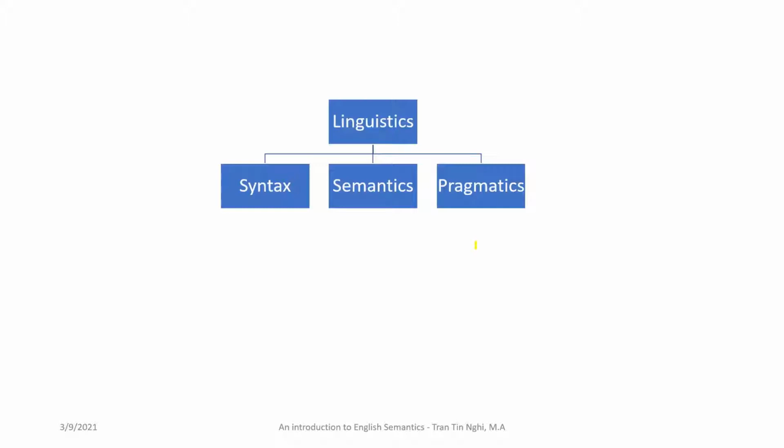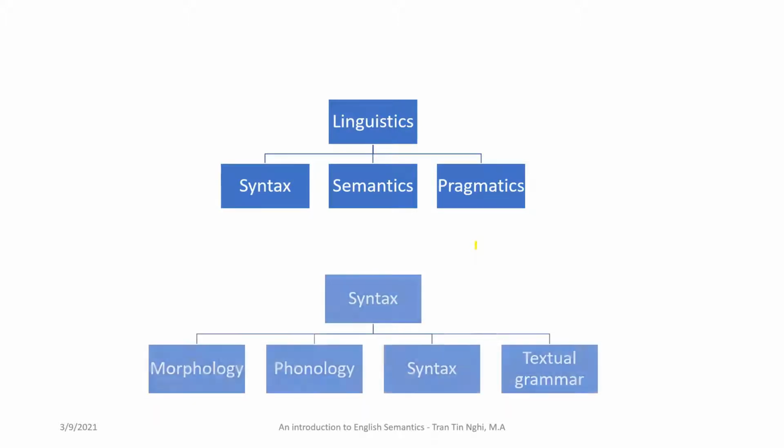contains many components, many subfields. For example, it may contain syntax, semantics, pragmatics, applied linguistics, cognitive linguistics, and many more. But I will only give you the three: syntax, semantics, and pragmatics. So what is included in syntax? In syntax, we can find the sub-branches like morphology, phonology, syntax, and textual grammar.